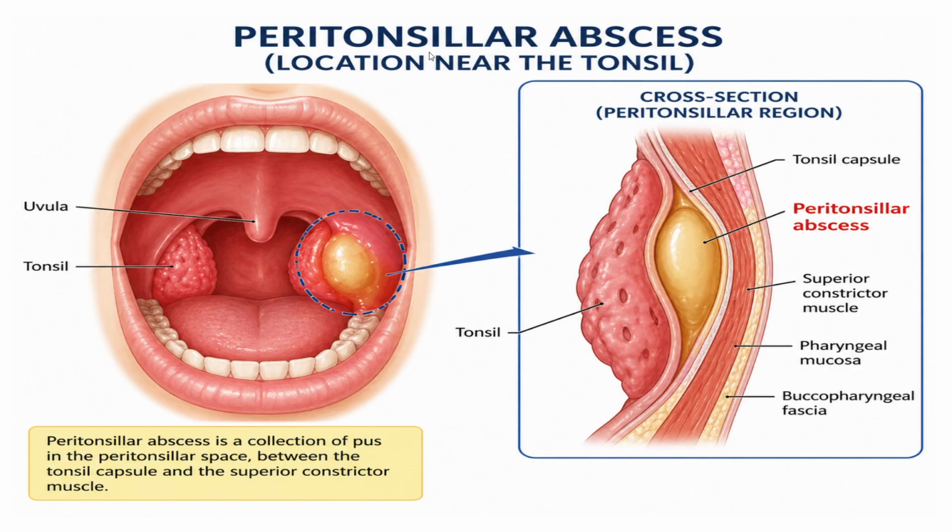This is the diagram of peritonsillar abscess, and see these are the tonsils. This is the abscess or the pus formation which is located in the peritonsillar space. So we call it peritonsillar abscess.